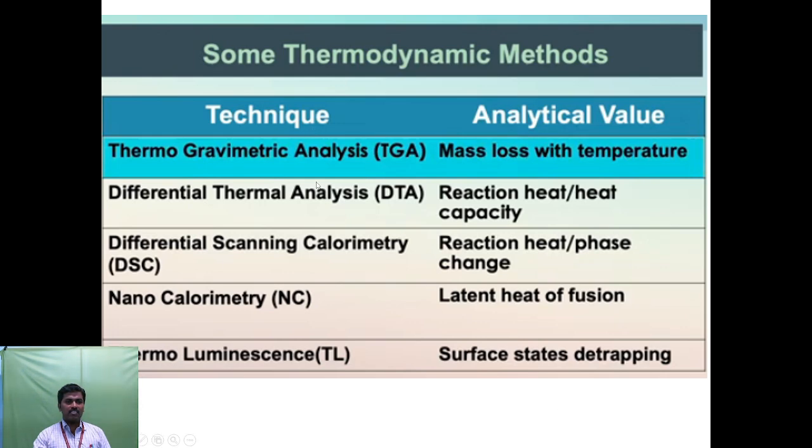Thermogravimetric analysis. This method is used to analyze the mass loss with temperature. Differential thermal analysis is used to study the reaction heat capacity. Differential scanning calorimeter studies the reaction heat and phase change at nano level. Nano calorimeter is used to study the latent heat of fusion. Thermoluminescence, surface state trapping.